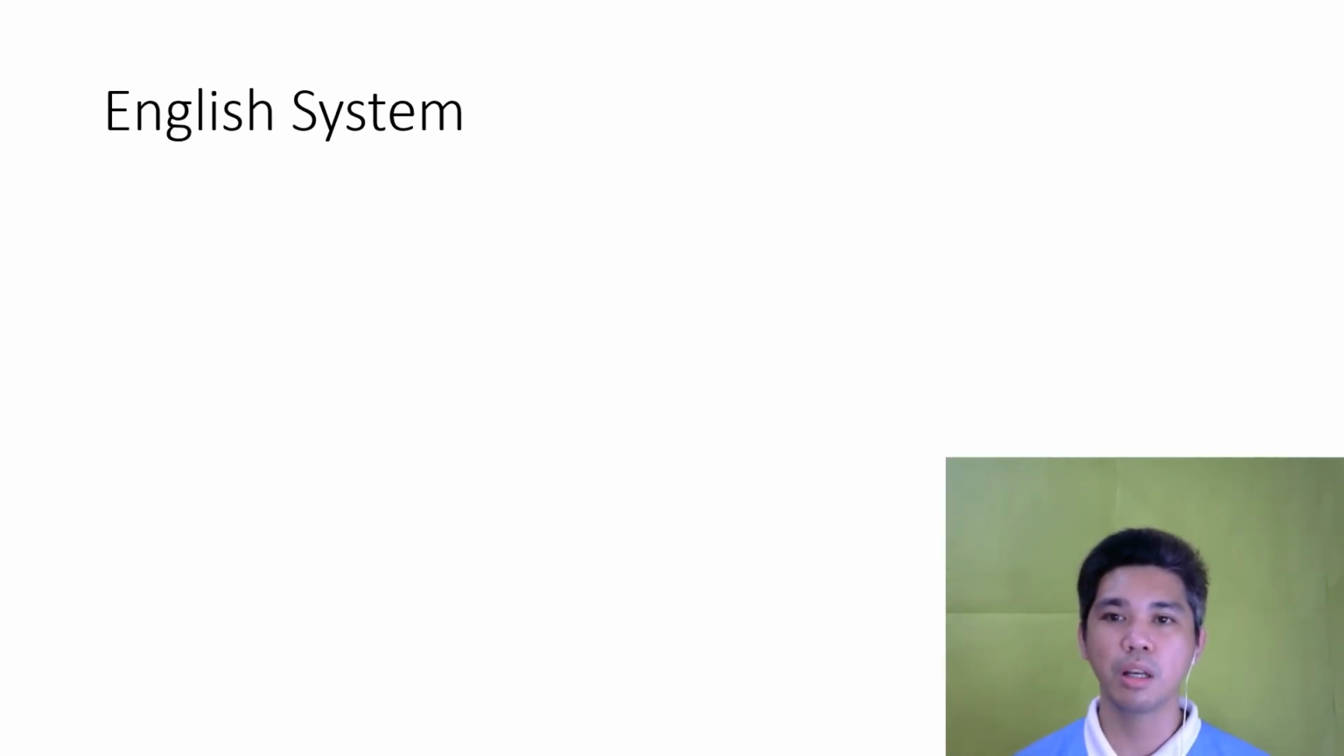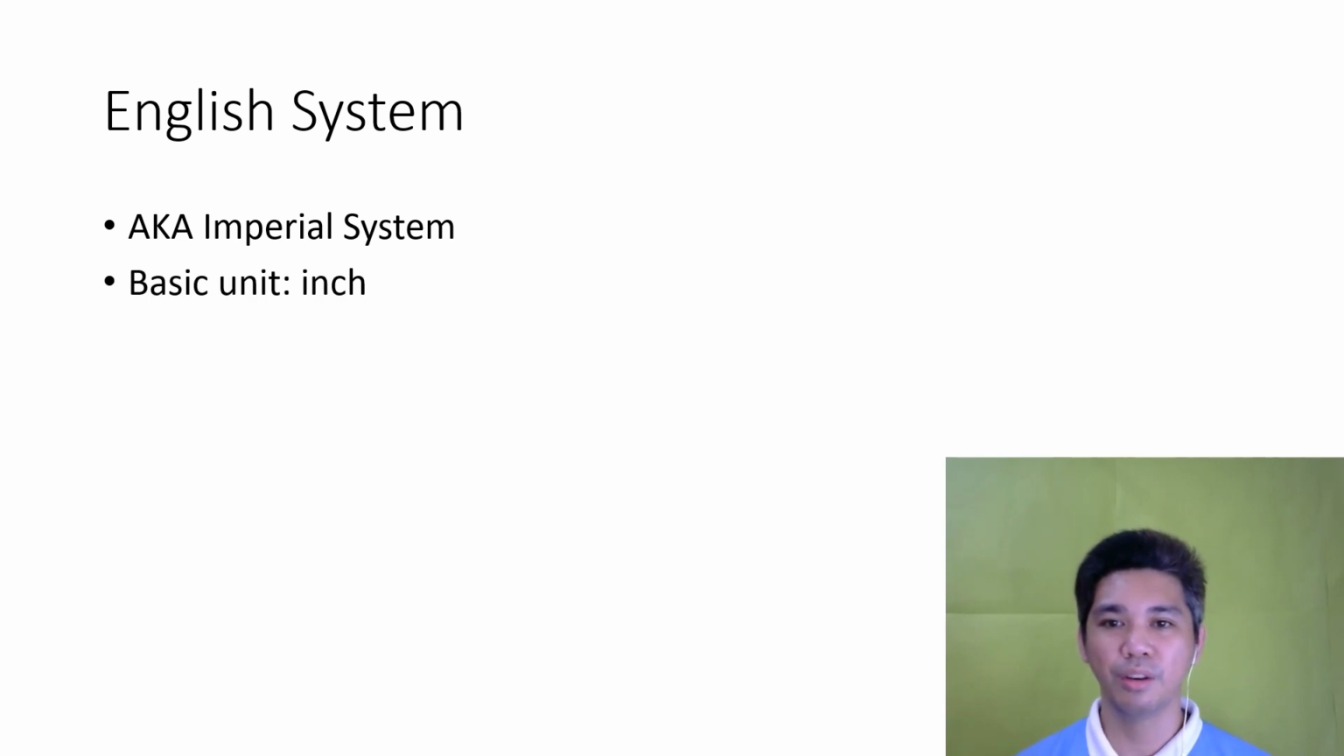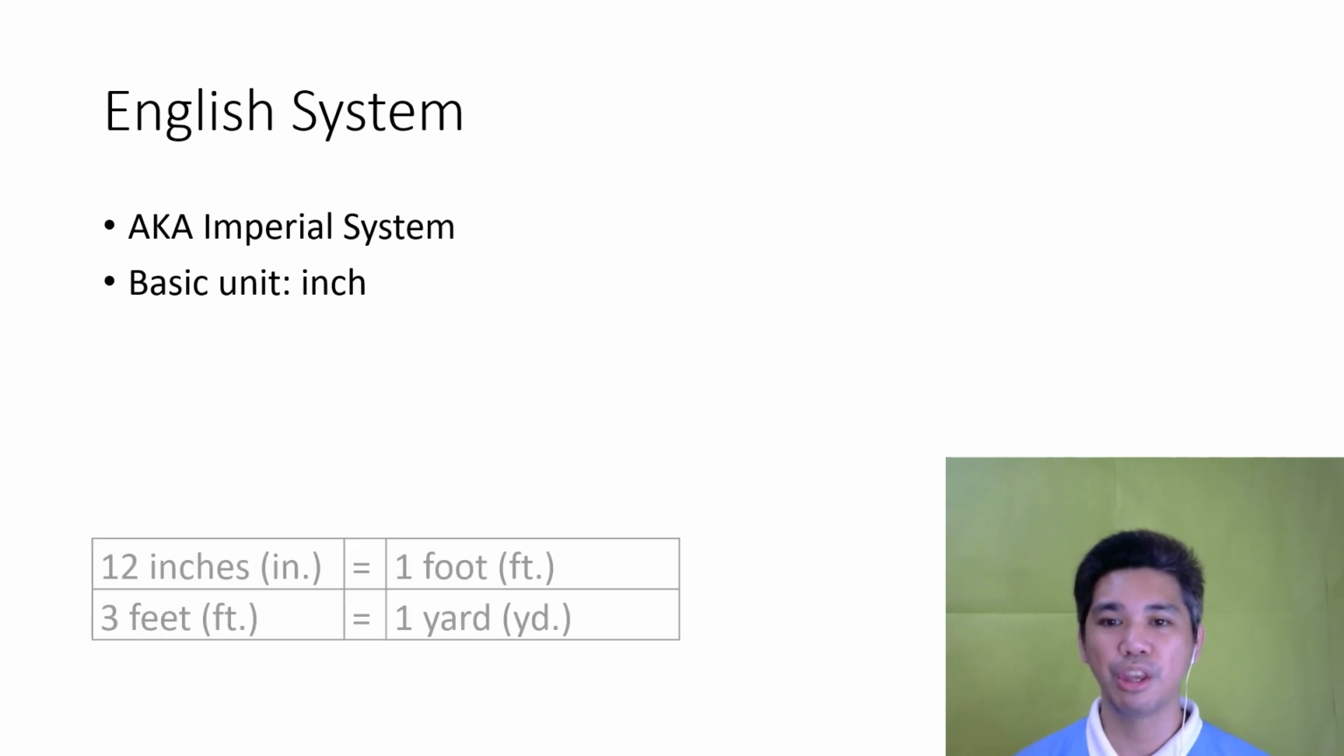Next, for the English system, it is also known as the imperial system, and this was developed in the United Kingdom, hence the name English system. The basic unit of it is an inch as far as length is concerned. However, you may probably already know this, the English system is quite confusing because not only are they using an inch, they also use a foot and a yard.